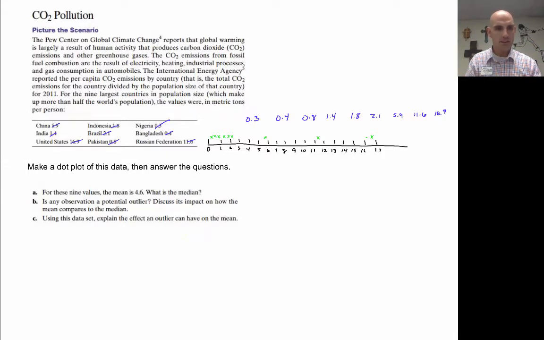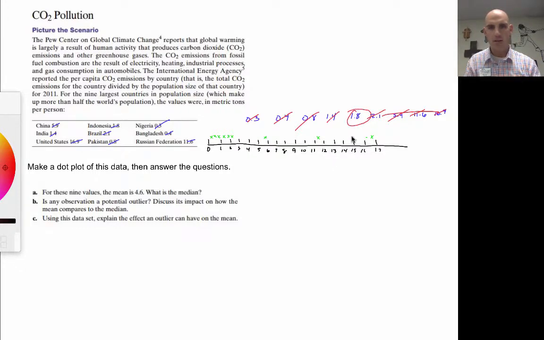So let me look at this and think about what these questions are asking. For the 9 values, the mean is 4.6. What's the median? Well, I put them in order already, so let's find our median here. So I've got cross and cross, cross and cross, cross and cross, cross and cross. My median is 1.8.